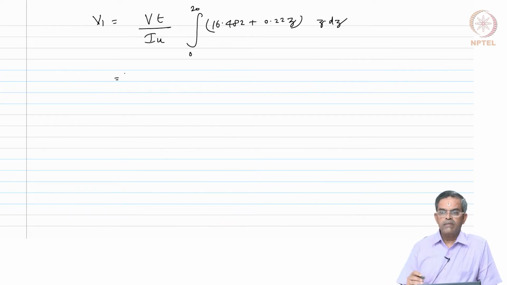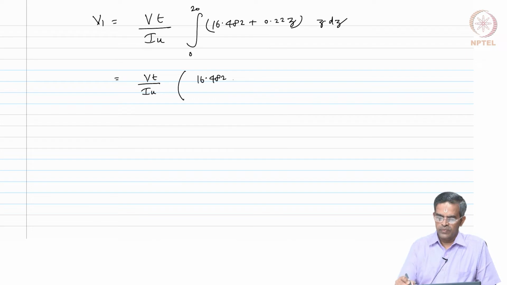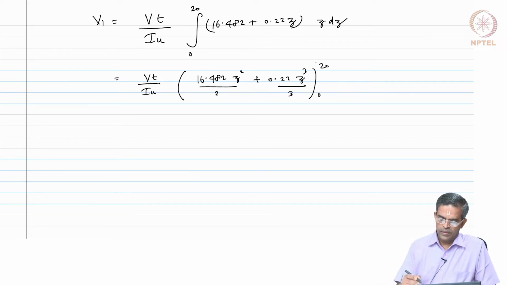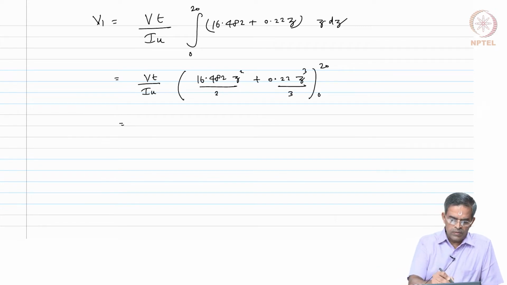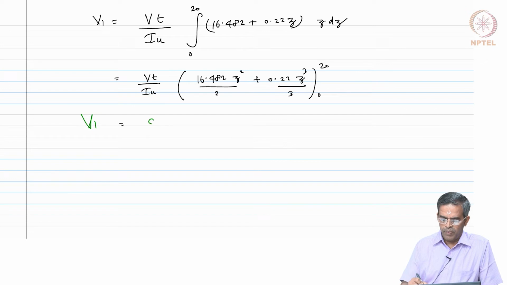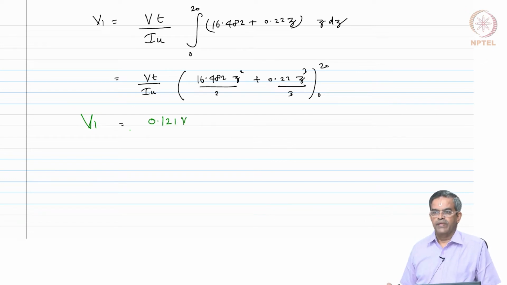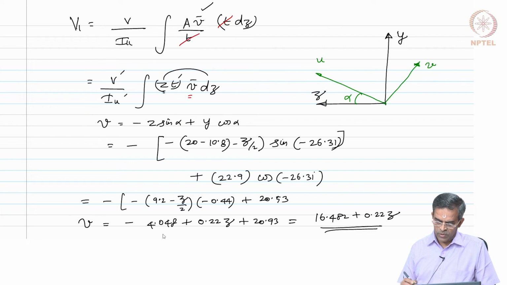We will evaluate this integral and we will find out this as Vt by Iu, 16.482 Z square by 2 plus 0.22 Z cube by 3, from 0 to 20. If I do that and T is 2 millimeters, V1 will now become 0.121 V.